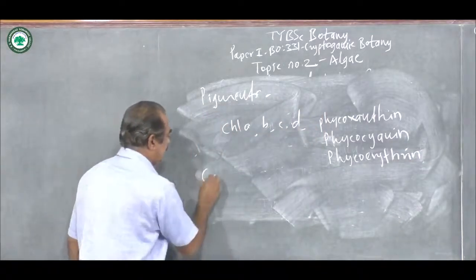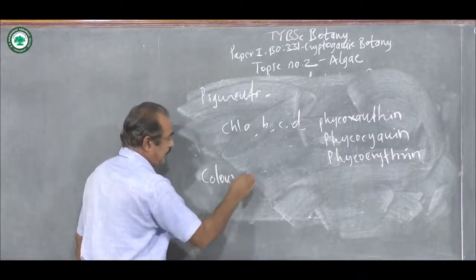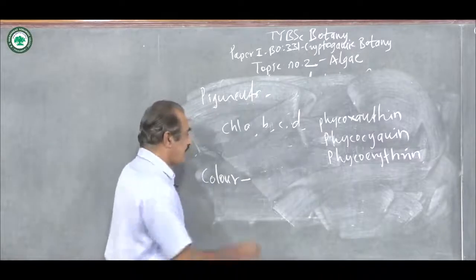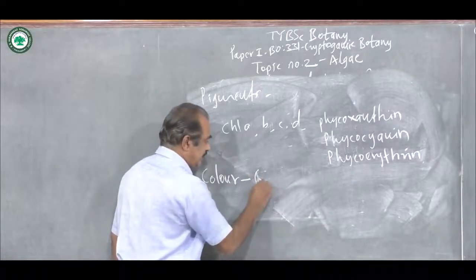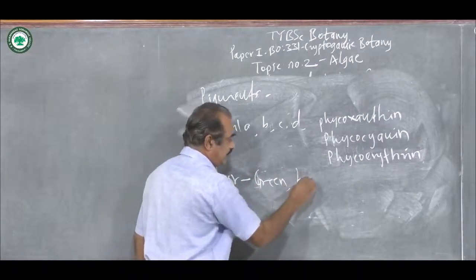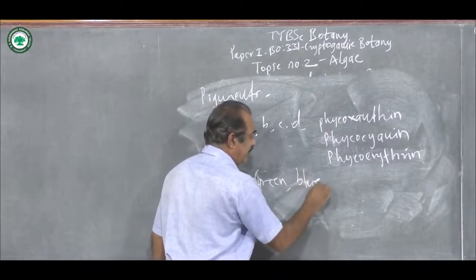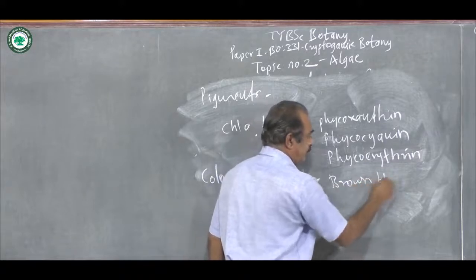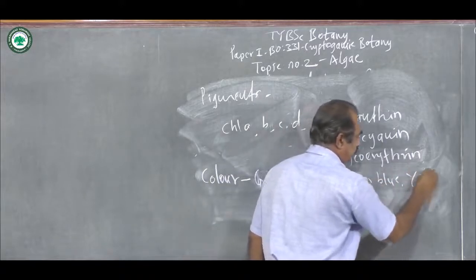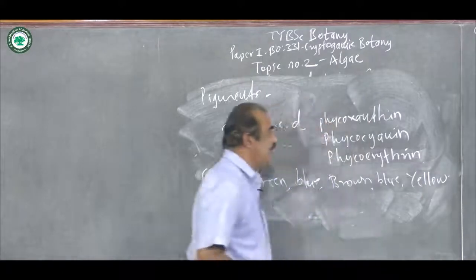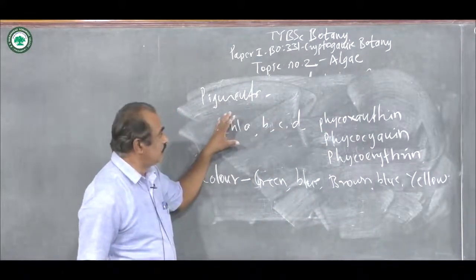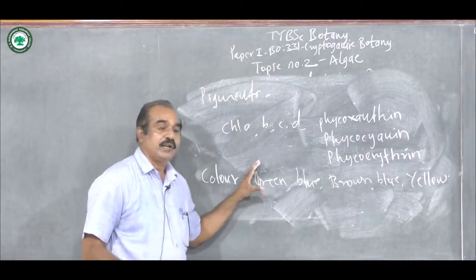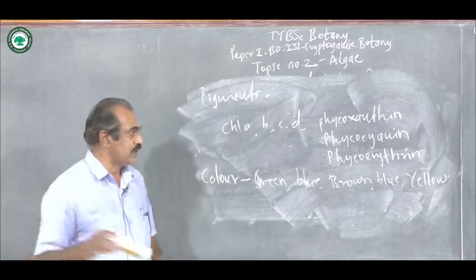The next character, that is the color. On the basis of the pigment present, there are different types of colors. For example, generally green color is there, but different colors according to the pigment, that is blue, brown, and yellow. And these different types of pigments and colors are a very important criterion for the classification.